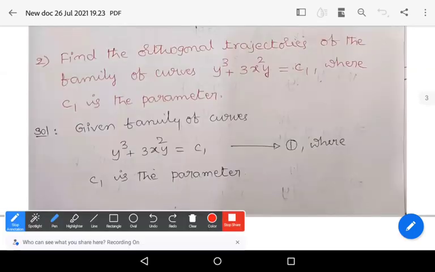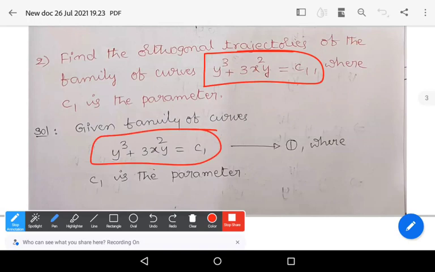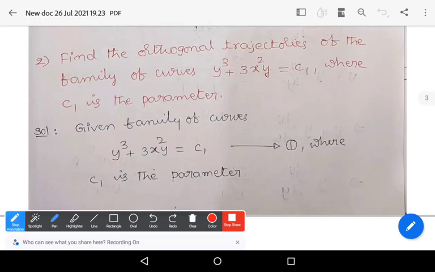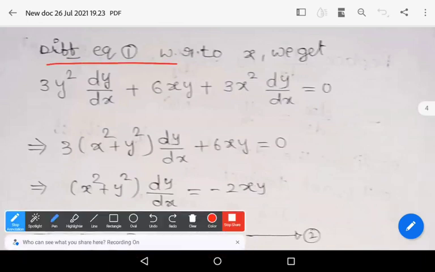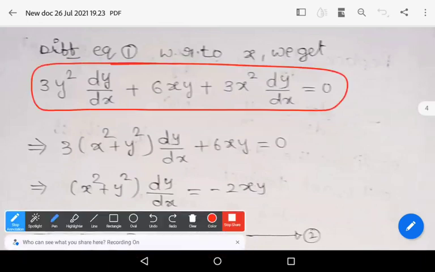Find the orthogonal trajectories of the family of curves y cube plus 3x square y is equal to c1, where c1 is the parameter. So given family of curves y cube plus 3x square y is equal to c1, where c1 is the parameter. Equation number 1. Differentiate equation 1 with respect to x. We get 3y square dy by dx plus 6xy plus 3x square dy by dx is equal to 0.